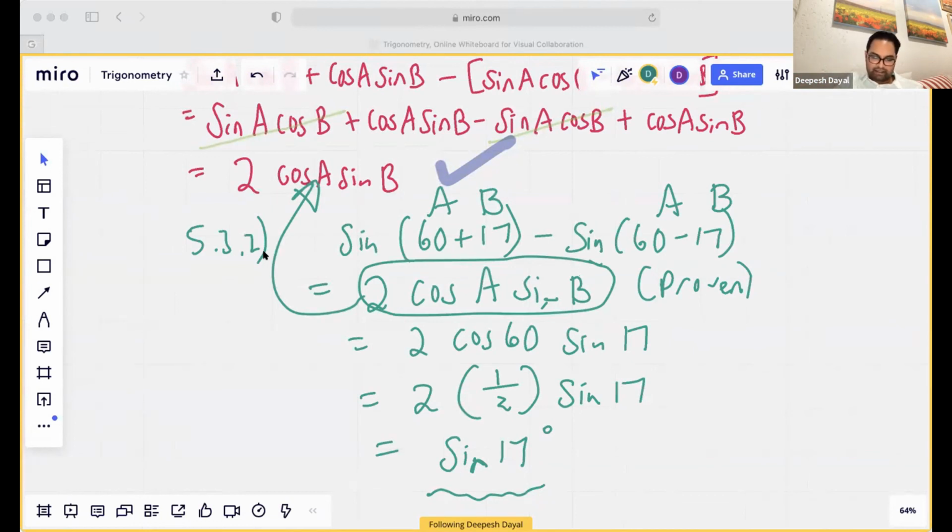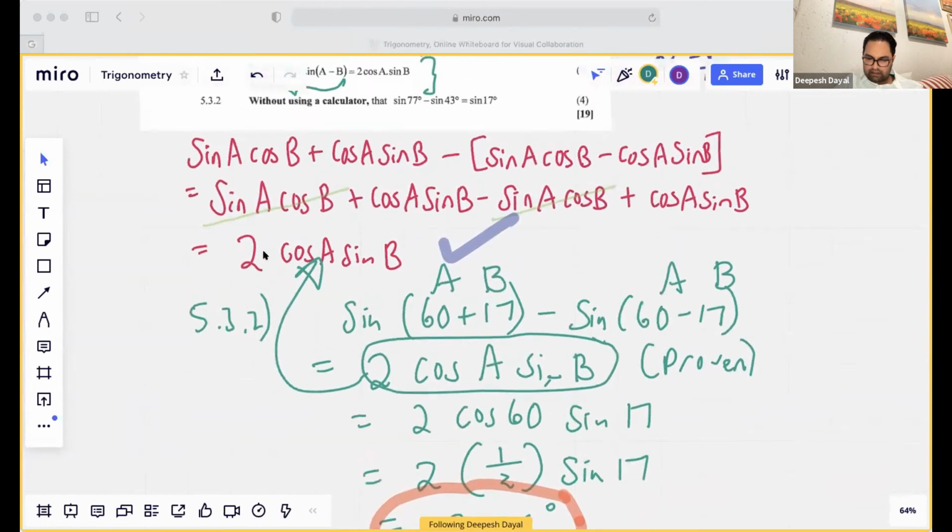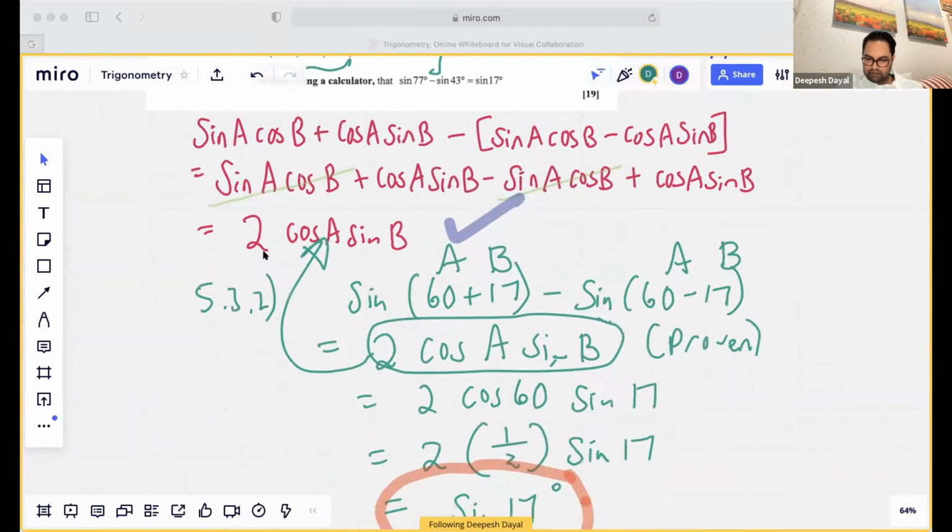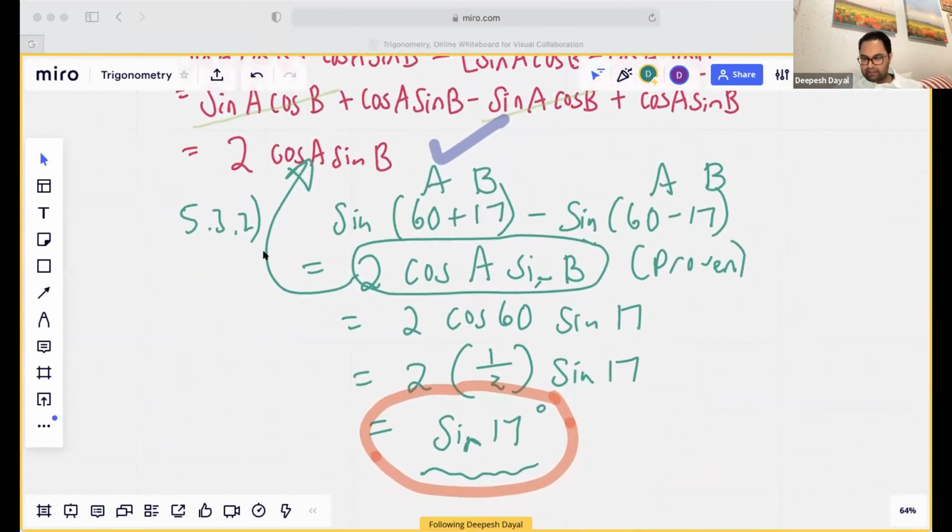And then we get sine 17. And then we've got that that's proven, right? Did they ask us? Oh, yeah, we've proven it. That's it, right? So this is sine 17. We've proven it then. It's a nice orange color.